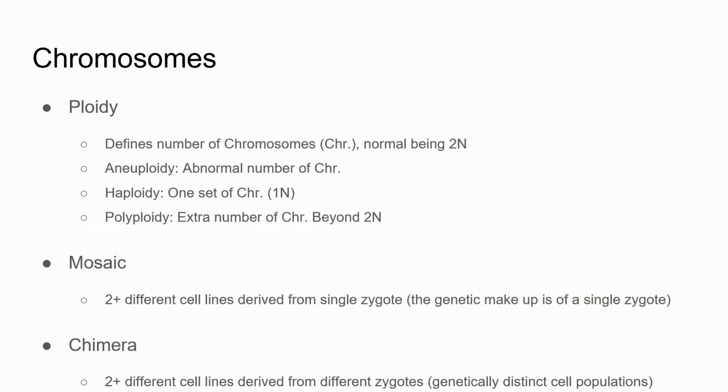The term ploidy defines the number of chromosomes. Haploid is 1N, or one copy of a chromosome. Normal is diploid, 2N. Aneuploidy means there is an abnormal number and is not specific.